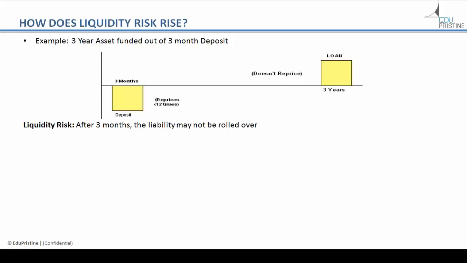Moving on to how does liquidity risk arise? Imagine you have a 3-year asset funded out of a 3-month deposit, as you can see in the graph there. The liquidity risk is that you've got an asset which is maturing in 3 years, but you're funding it with a 3-month deposit. So you take the deposit now, and in 3 months' time, what happens if the deposit cannot be rolled over? How is the asset going to be funded for the remainder of the term? That is liquidity risk. And that is also known as asset liability mismatch, which ALM focuses on trying to eradicate.